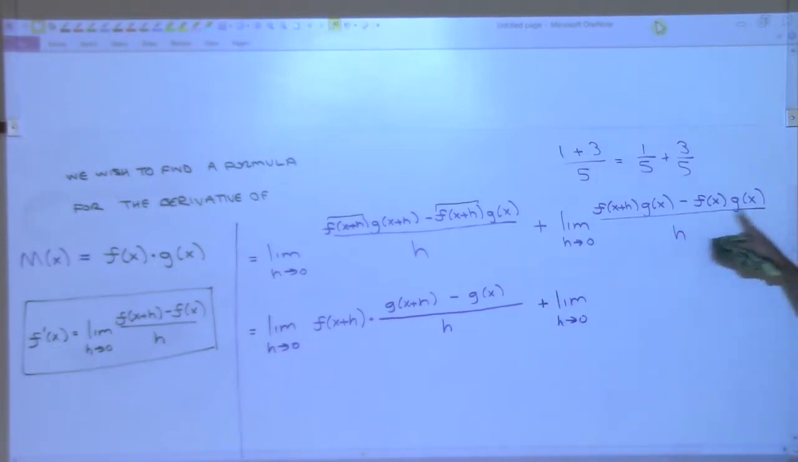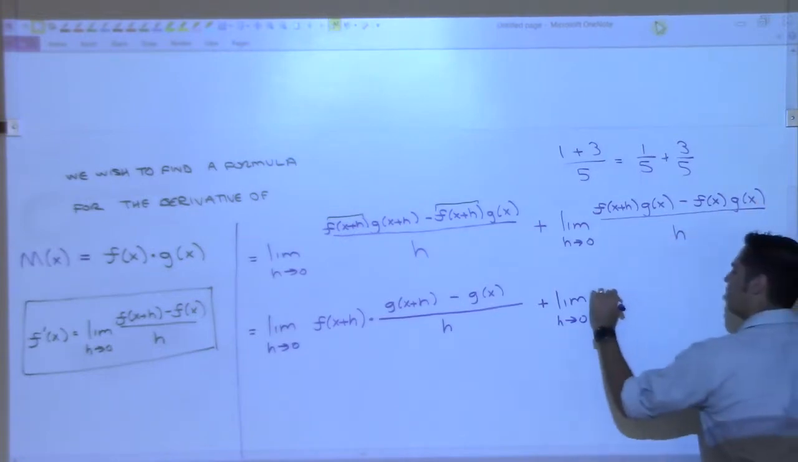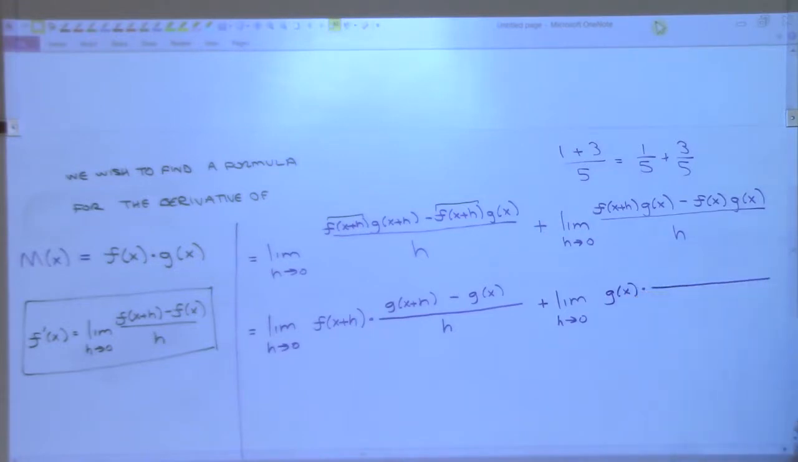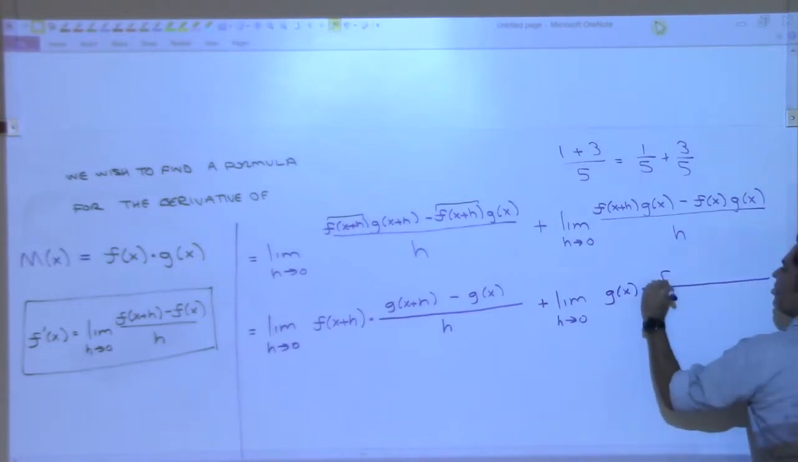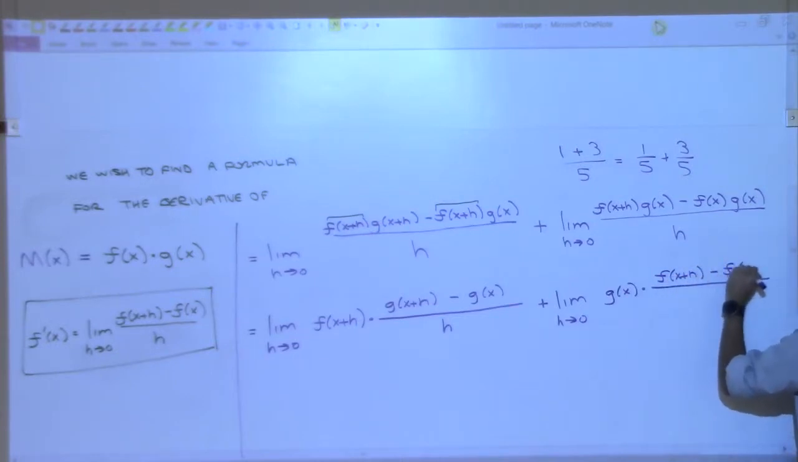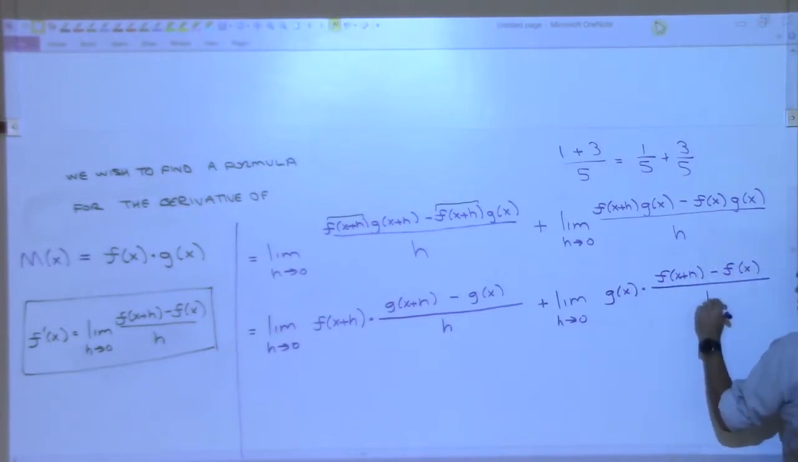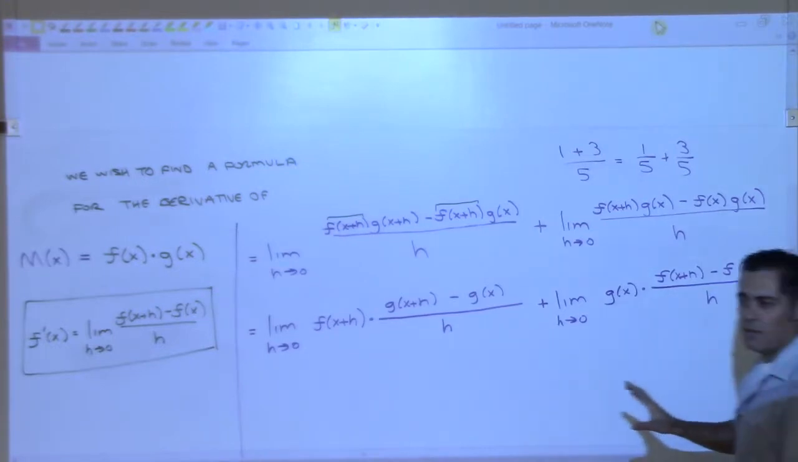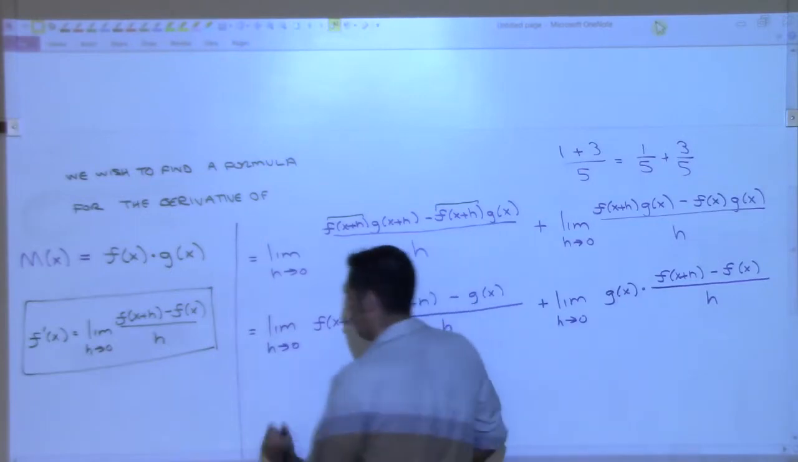Now, you said this had the g of x in common, right? So I could pull that out. And then what would be left in my fraction here? f of x plus h minus f of x, all over h. Okay, are we good? So no questions on how I got to this? We're there, all right? Believe it or not, we're there. So let's see what happens now. Let's let h go to 0.